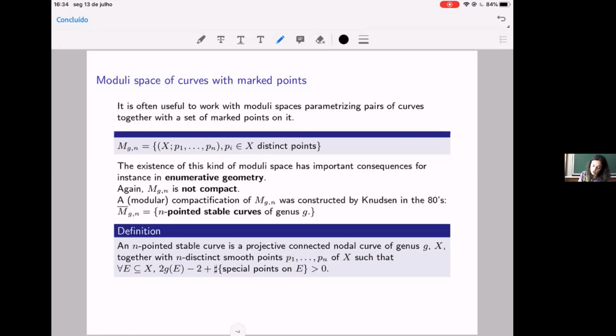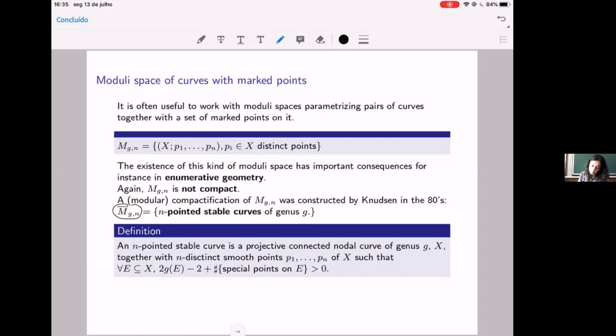So a compactification for M_{g,n} is M-bar_{g,n}, which was constructed by Knudsen, a student of Mumford, in the 80s. And this is a modular moduli space again, meaning that the points in the boundary will again parameterize algebraic geometric things. So we will be able to define the points in the boundary as points which have a modular meaning. So what are these n-pointed stable curves that we find in M-bar_{g,n}?